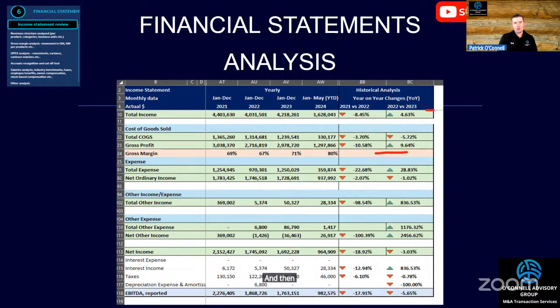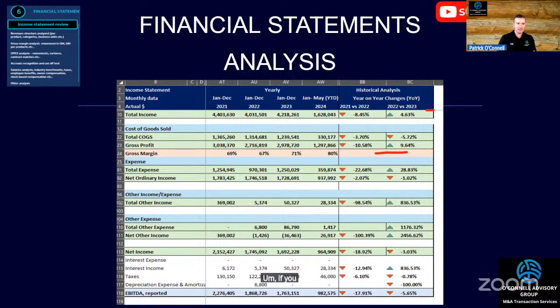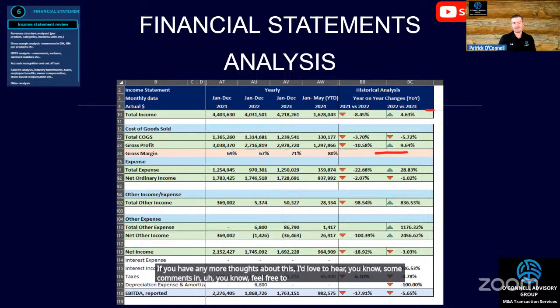And then I would walk through what the rest of 2024 looks like. So you'll see in column AW, January through May, is just a year-to-date picture. If we assumed this was June or July of 24, I would want to know what the rest of the year looks like for this business. If you have any more thoughts about this, I'd love to hear some comments, feel free to throw them in the chat.